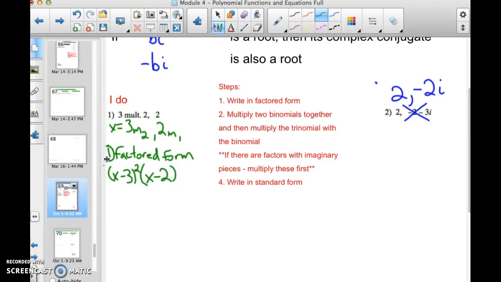And you should know that anytime it's written in factored form, when parentheses are next to each other like that, all that means is it's multiplication. So that's going to be the next step. Step 1 is I wrote it in factored form. I'm done with that. Step 2 is now I start to multiply.